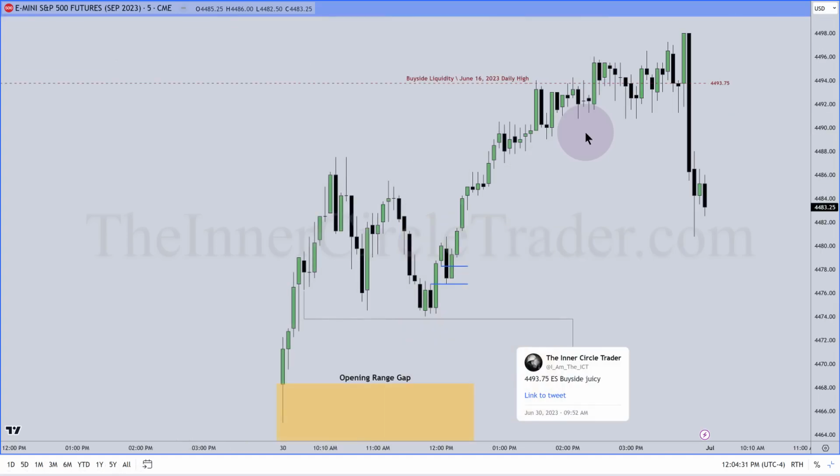Zooming in here on a 5-minute chart, again, here's where I said that we would be looking for a draw to 4493.75 buy side. This level right here is that high on the daily chart. The market gravitates from this point here all the way up into that level there. So you do not look for shorts here.